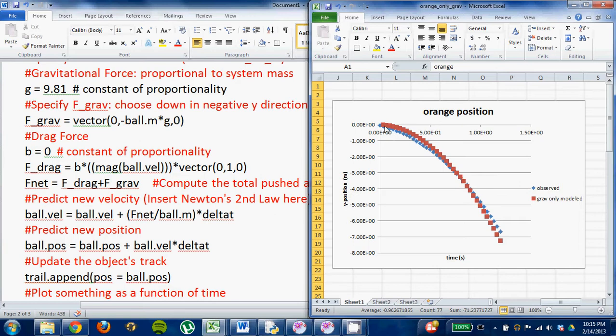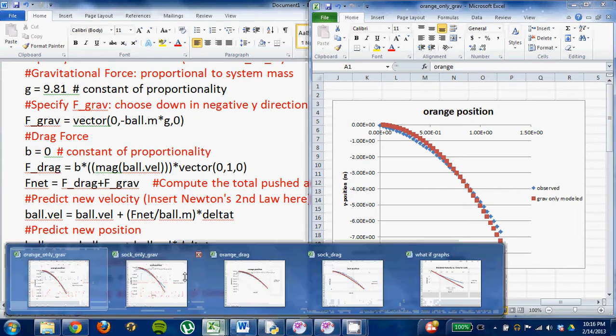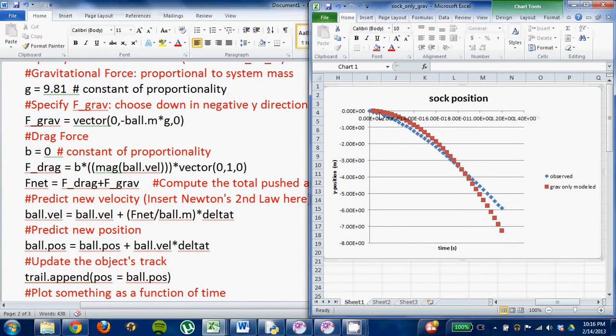You can see in this, the blue is the observed path of the orange, and the red is the modeled path using only gravity with no drag. You can see the blue stops a little bit higher than the red does, because with gravity, the ball just keeps falling and increasing in speed. The same is true, but even more evident with the sock. You can see the orange is modeled with just gravity, and the blue is just the observed values we got from Tracker. And right here you can see it sort of straightens out and falls lower than the gravity model does.